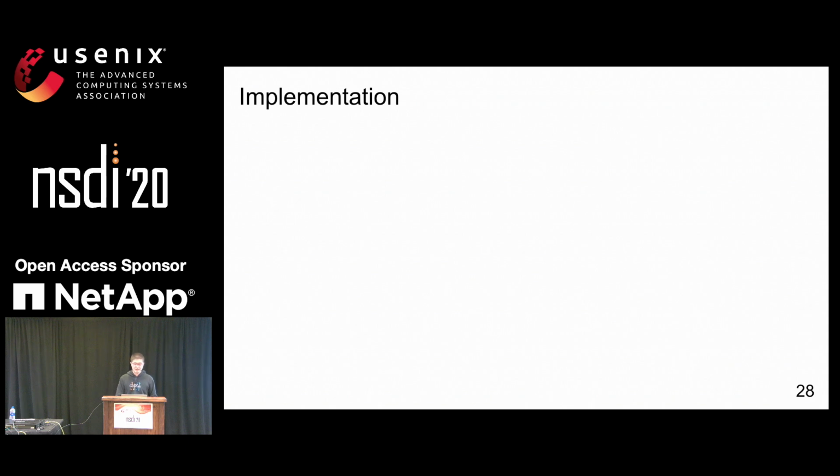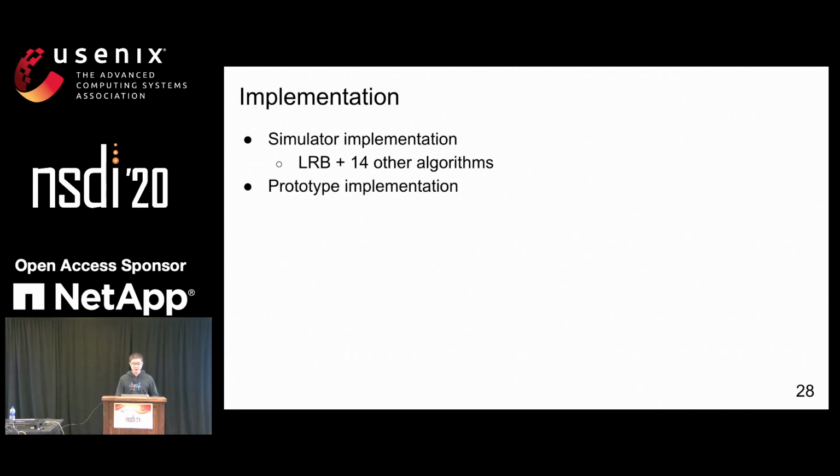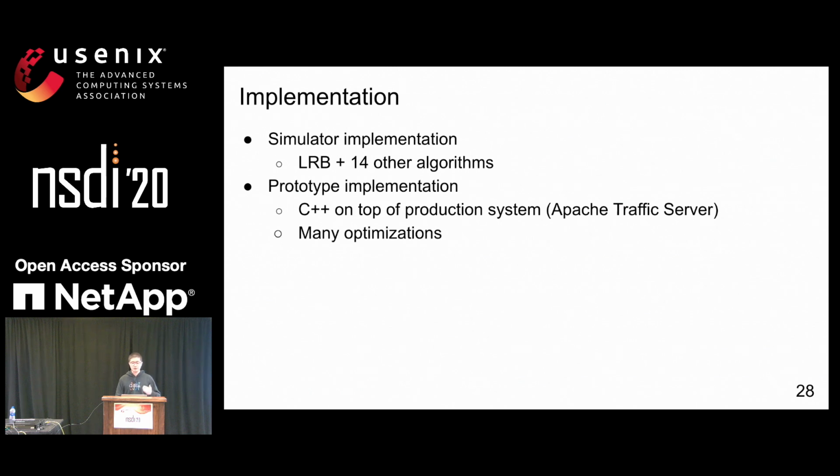OK, so we implement LRB in a simulator, which has LRB and 14 other algorithms. We also implement a prototype using C++ on top of a production server, Apache Traffic Server. And we also apply many optimizations to make it fast.